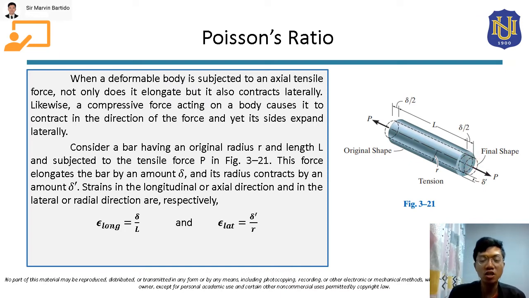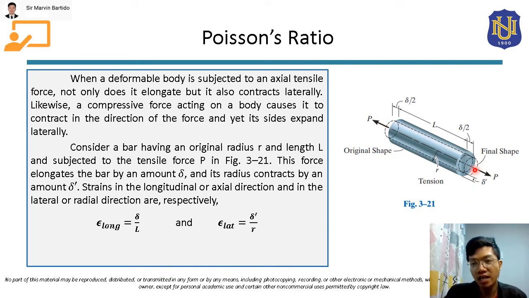So from here, now we can solve for the strain. For the strain in the longitudinal axis, the strain will just be delta, that is the elongation, over the original length. That's how we solve for the strain with respect to the longitudinal axis.